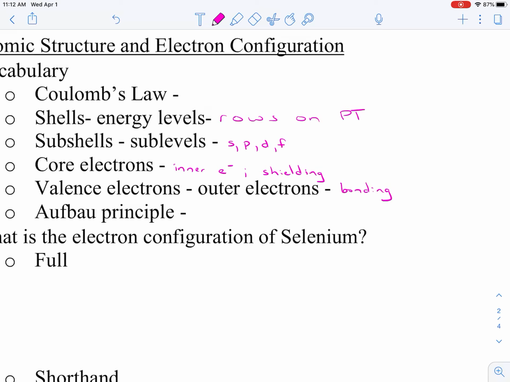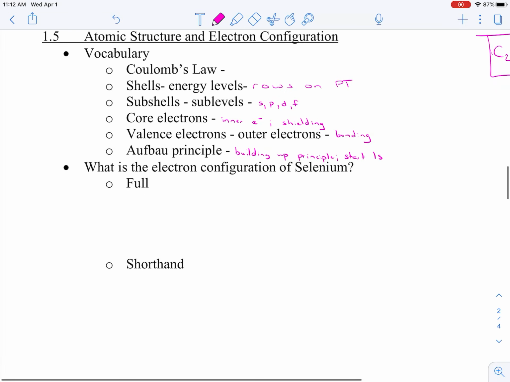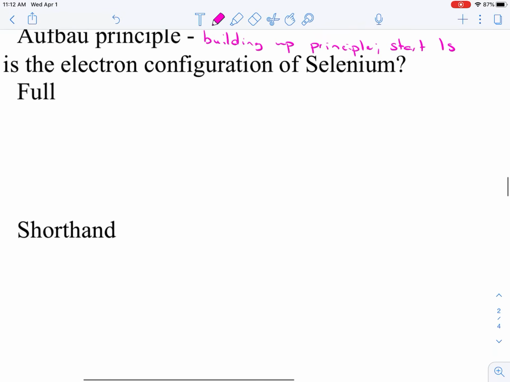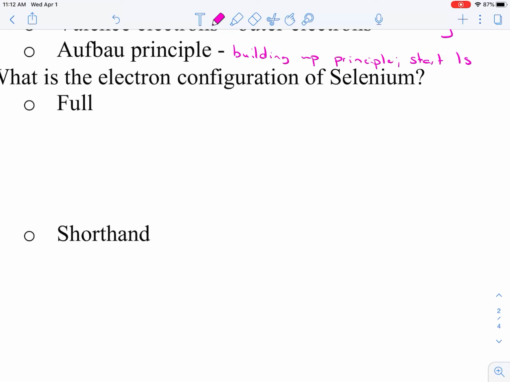And then the Aufbau Principle is also called the building up principle. This is where we build from the inside out. We start at 1s and then work our way there. Let's just try one of these electron configurations. We have selenium. Selenium is Se. We find it on our periodic table. Its atomic number is 34.